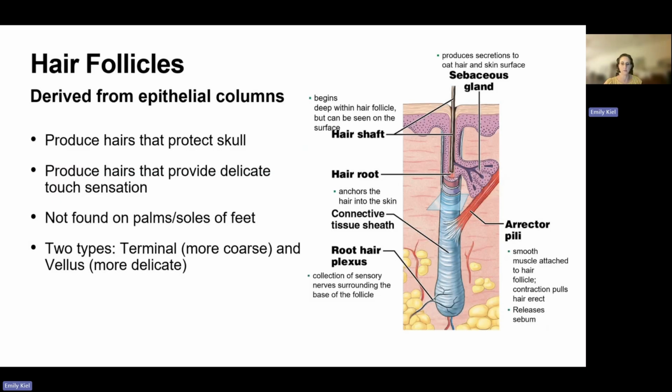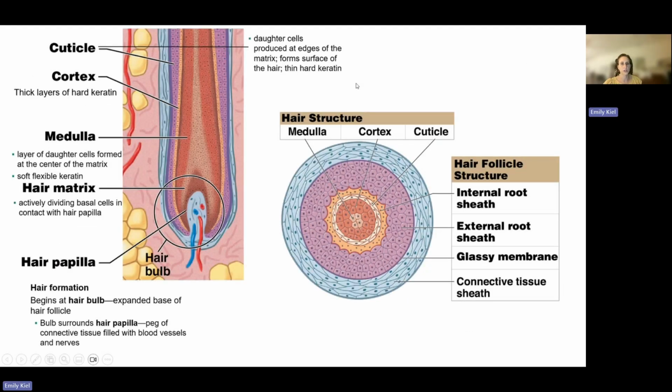So hopefully this looks a little familiar from lab to you. Here we're looking a little bit more at the hair structure. So we've got our cuticle, that's the most outer layer, and these are produced at the edge of the matrix. They're going to form the surface of the hair, and they are thin, hard keratin. We've got our cortex, which is thicker layers of hard keratin. And then we've got our medulla, where there's a layer of daughter cells formed at the center of the matrix, and it's soft, flexible keratin.